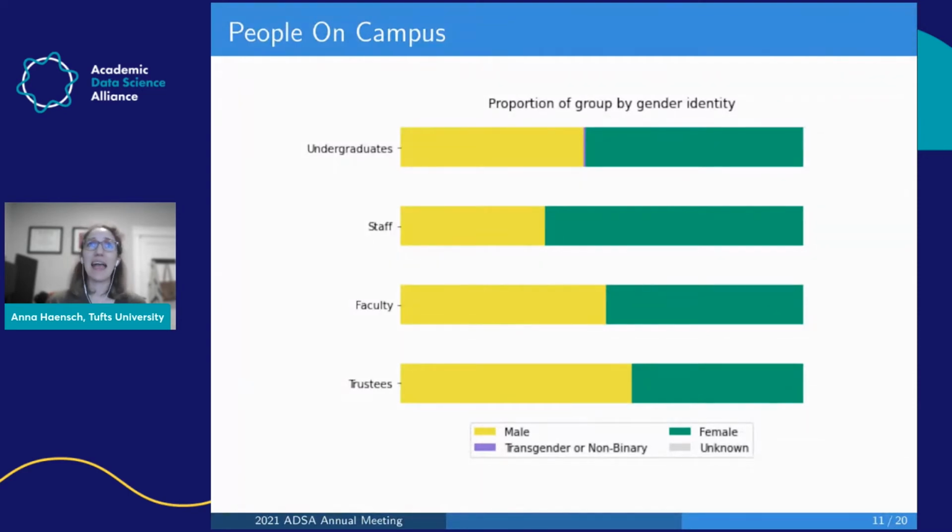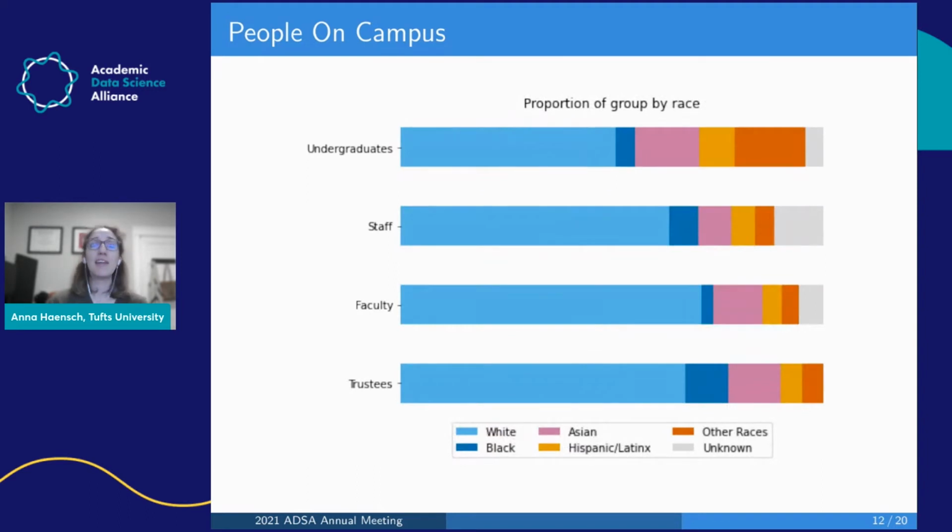And again, the lack of representation for transgender and non-binary groups is likely due to poor data collection practices, not the actual non-existence of these people in the staff, faculty, and trustees. And if we look at the proportion of groups by race, we see that the proportion skews white, to be certain, but there is a significant group of non-white people at every level.